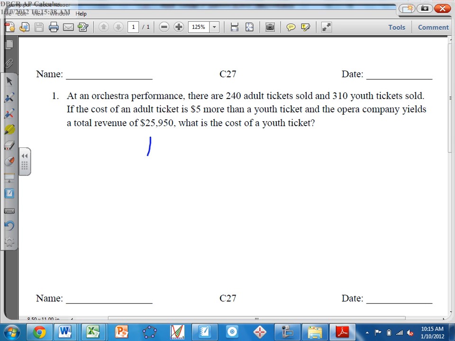So can you explain to me what you would let X and Y equal here? Let X equal the adult tickets and Y equal the youth tickets. The what about those tickets, though? What are we looking for? That's the key point. I'm actually glad you made that mistake. I know it sounds terrible, but I am, because it taught all of us a lesson here. The question is the cost of a youth ticket, not the amount sold. Remember, you have to answer the question being asked.